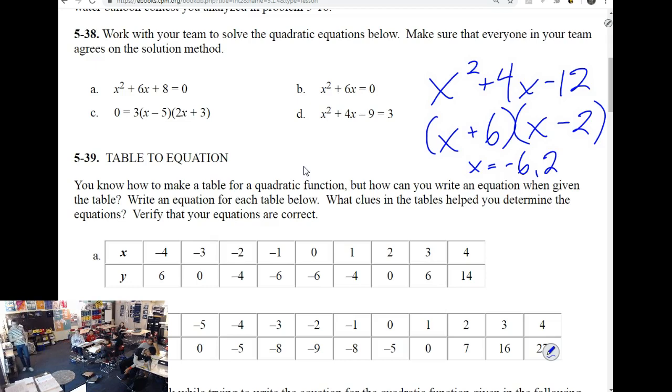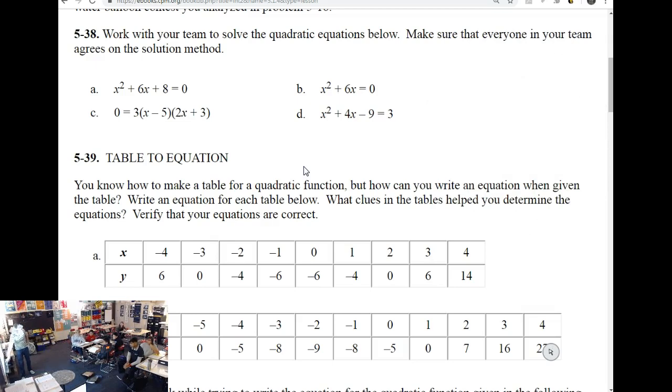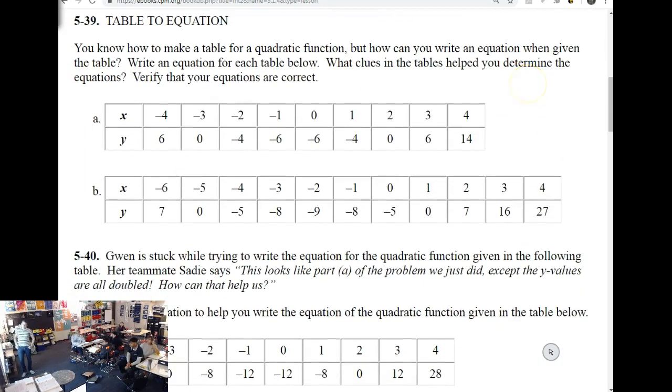39 gives us the table of values, but does not give us the equation. I want you guys to engage with that for a few minutes. See if you can figure out from the table, how do we get our function?